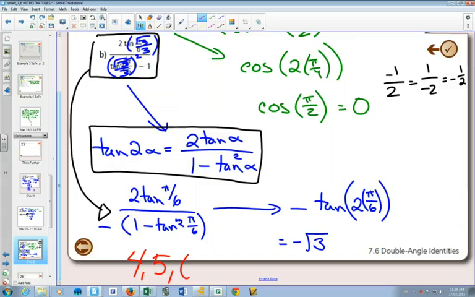4, 5, and 6 are ones you can do after example 2.